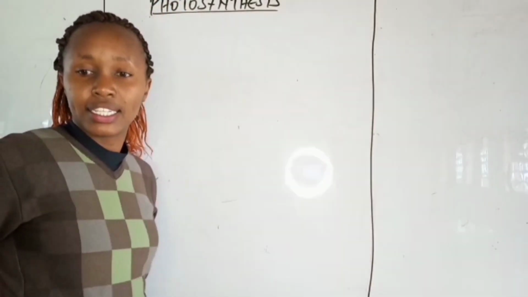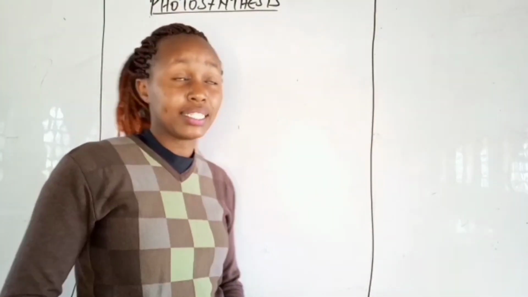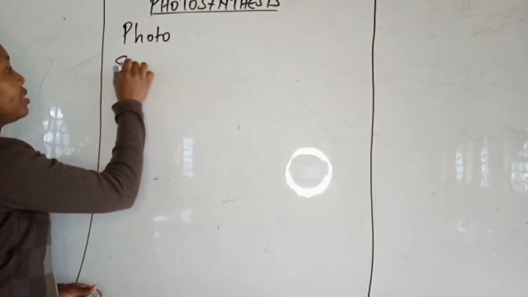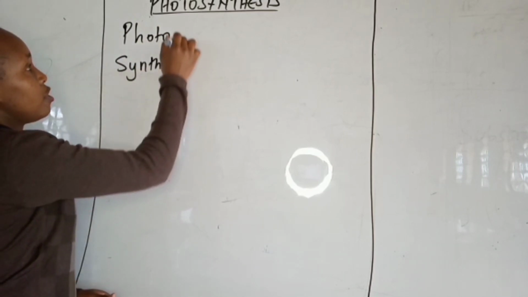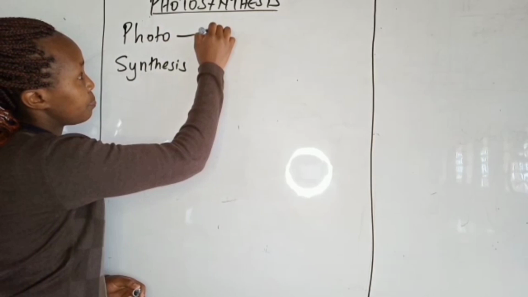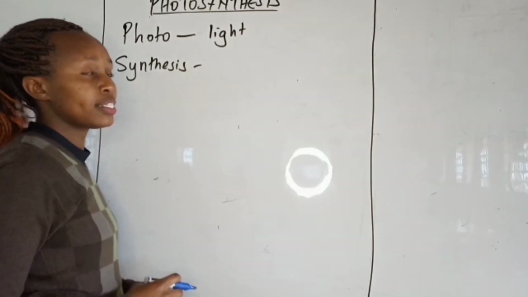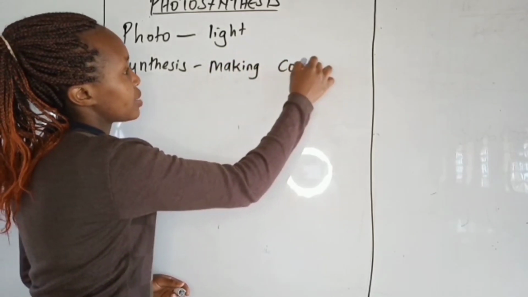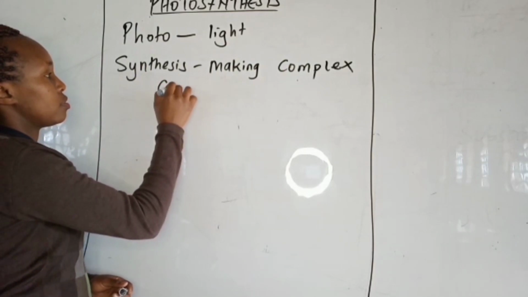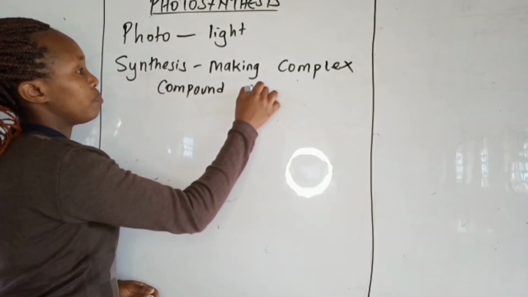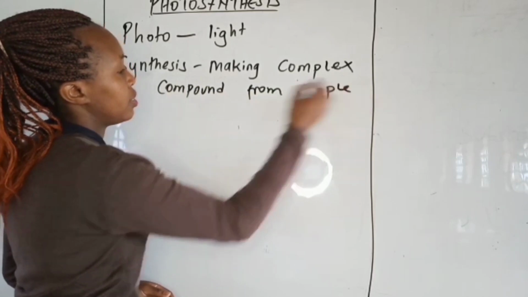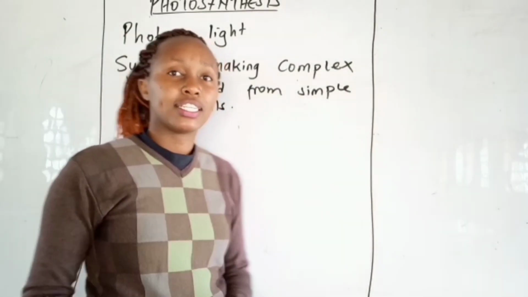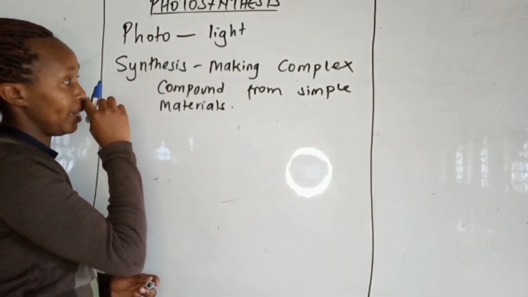Now, photosynthesis is a term used in plants and it is derived from two words, photo and synthesis. Photo means light and synthesis means making complex compounds from simple materials. And therefore, to define photosynthesis, we have to combine the two terms, photo and synthesis.